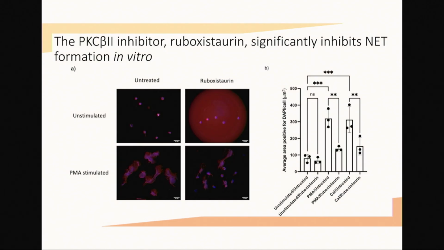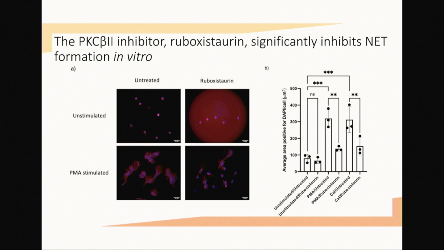Using this method, I've been able to show that the protein kinase C beta-2 inhibitor Ruboxistaurin is able to significantly inhibit net formation in vitro. As you can see on the top here, we've got unstimulated neutrophils, and you see the nice tight little balls of cells. And then with PMA, they all just explode and spit out all of this material and DNA. And then with the drug, although some do still react to the PMA, there's a massive reduction. You can see most of the cells are still intact down there. So that's what we want to happen. We want to reduce the release of this material so it doesn't damage the host tissues.